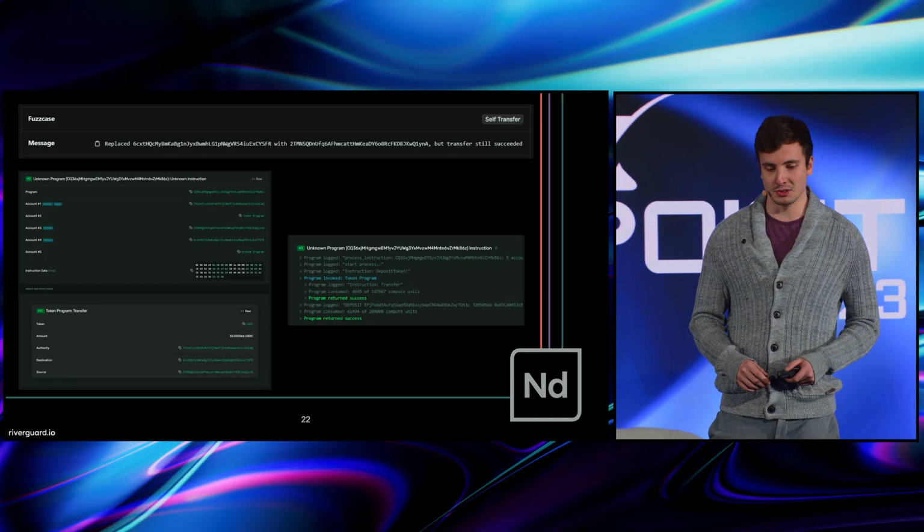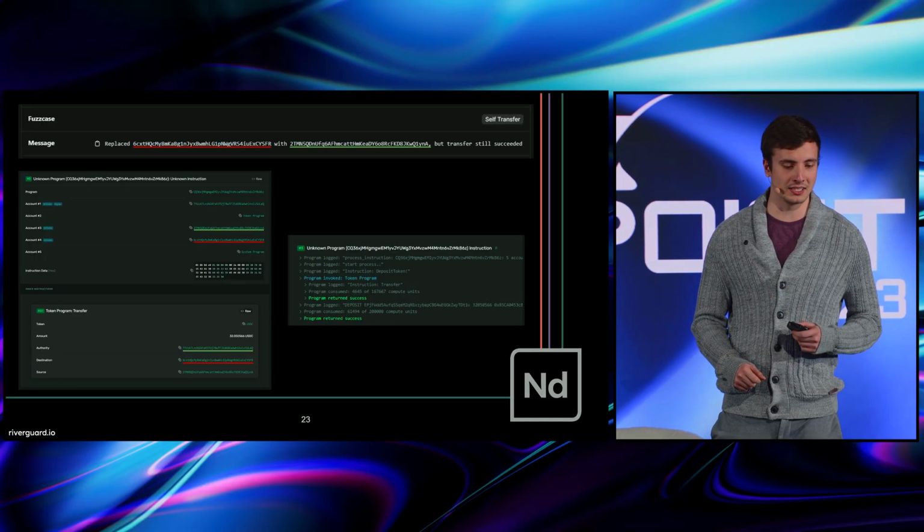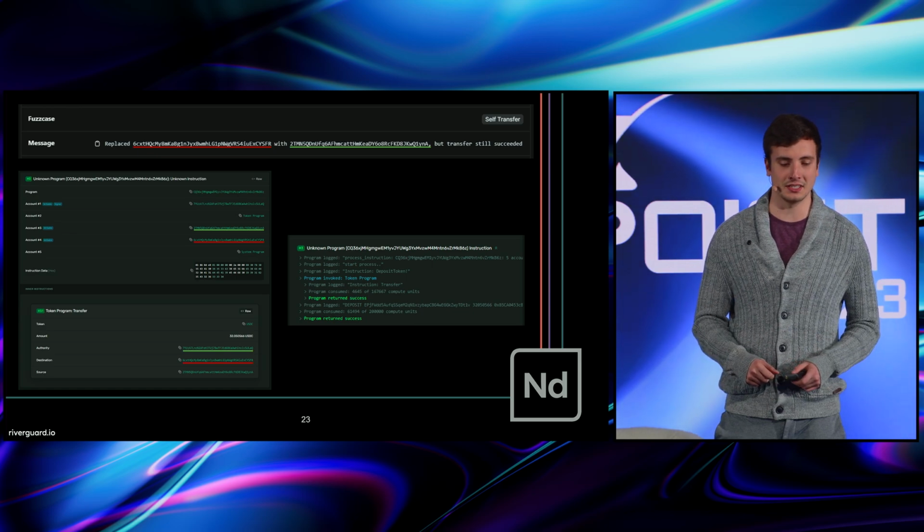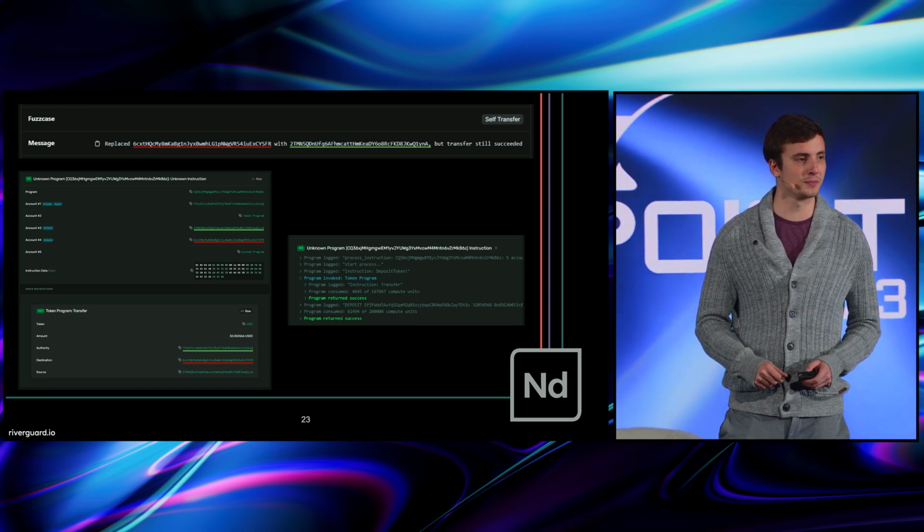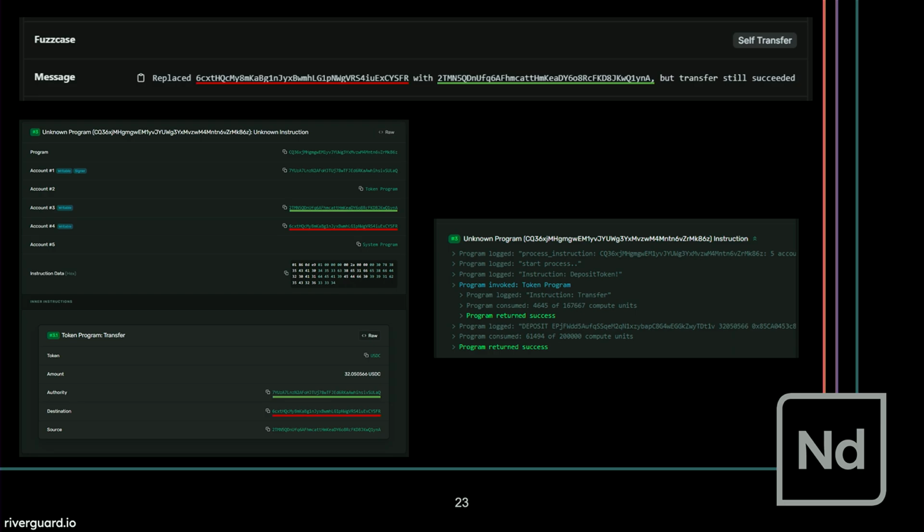So we then investigated, took a look at the transaction that was simulated, and the first step you do is look at what keys occurred, what actually happened, what the mutation rule did. In this case, it just replaced the destination of the transfer in the CPI with the source, so a classic self-transfer, and the transaction still succeeded. And then, of course, the next thing you do is look at the logs to see if there's any clue about what the program does. In this case, we have this log message here, which just says deposit and a bunch of random stuff at the end.